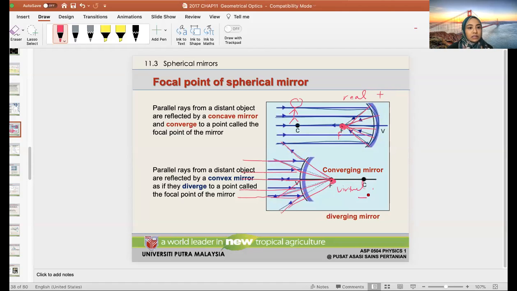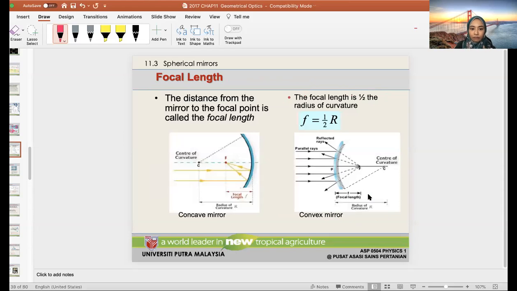Again, real if it's in the same place as I am. By place, I mean in front of the mirror. And if it's behind the mirror, then it is virtual. I can't be behind the mirror, so that is virtual. Okay, real, positive F, virtual, negative F. Concave, converge, convex, diverge.